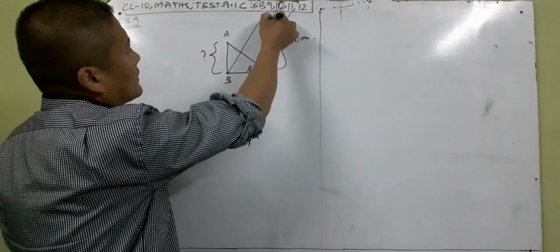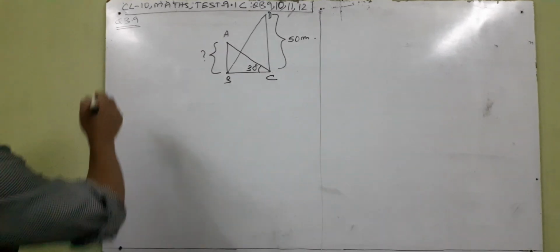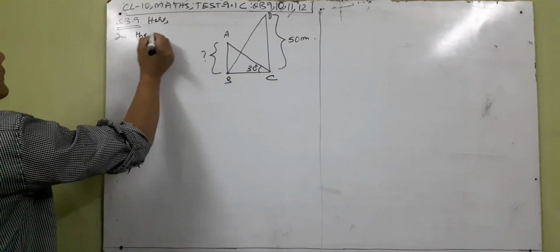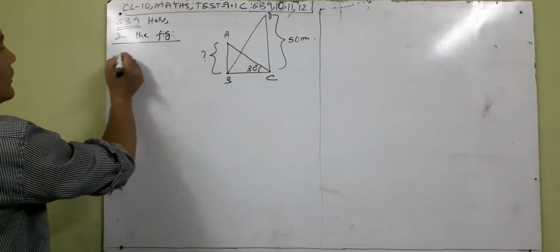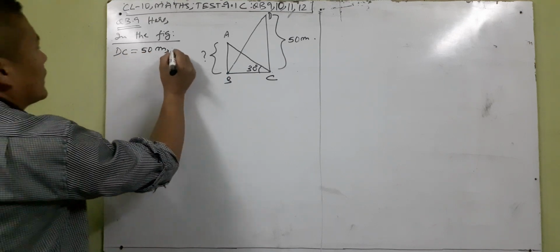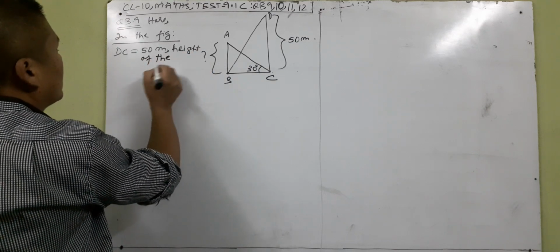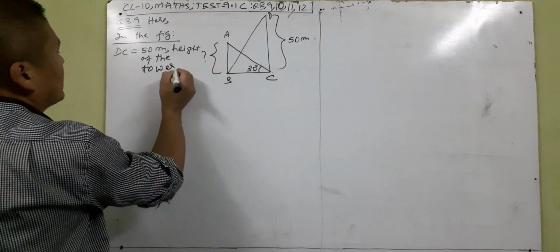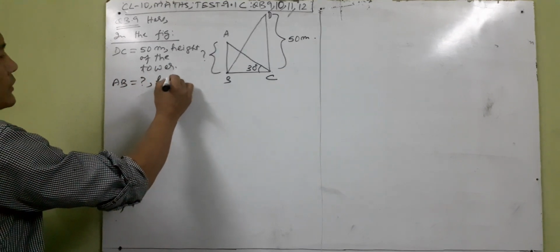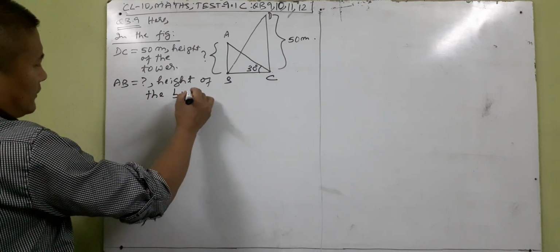Now let us complete it, C and this one D, let us say. So here in the figure that we have drawn by reading the question, BC is clearly 50 meter. This is nothing but the height of the tower according to the question. Then here AB is equal to question mark. The question is asking us this, the height of the building.